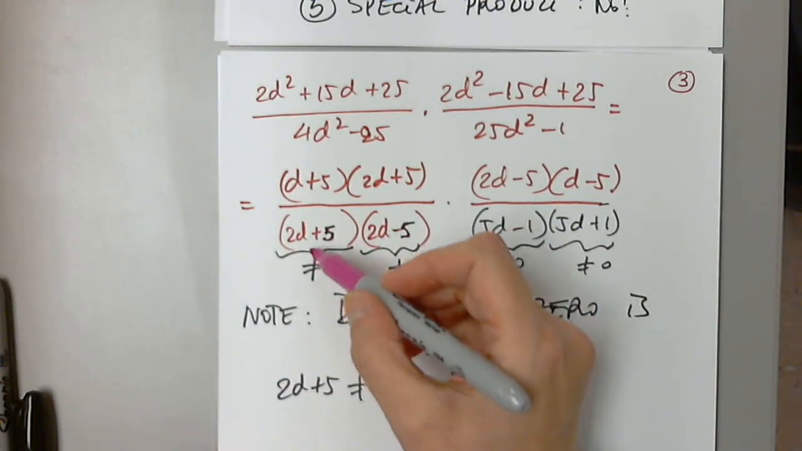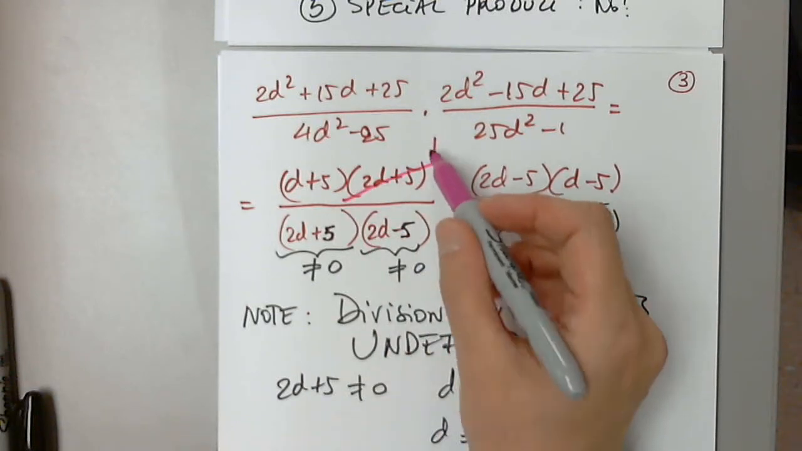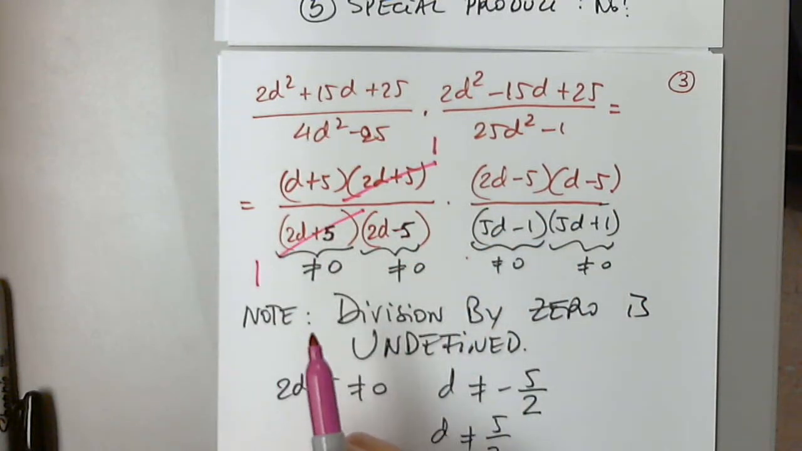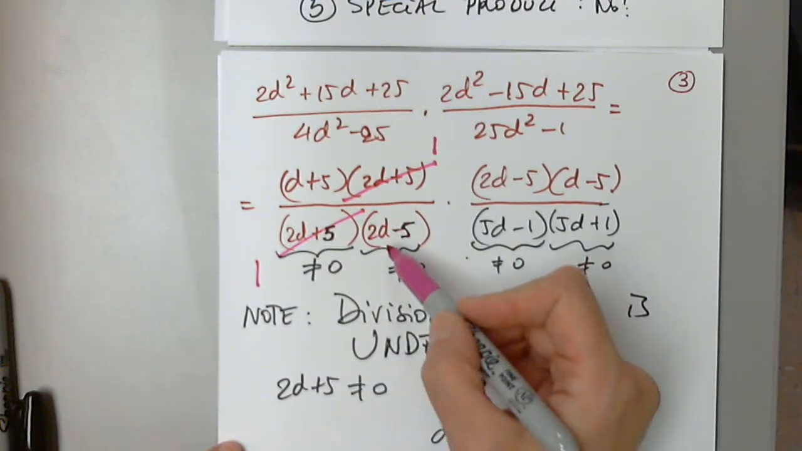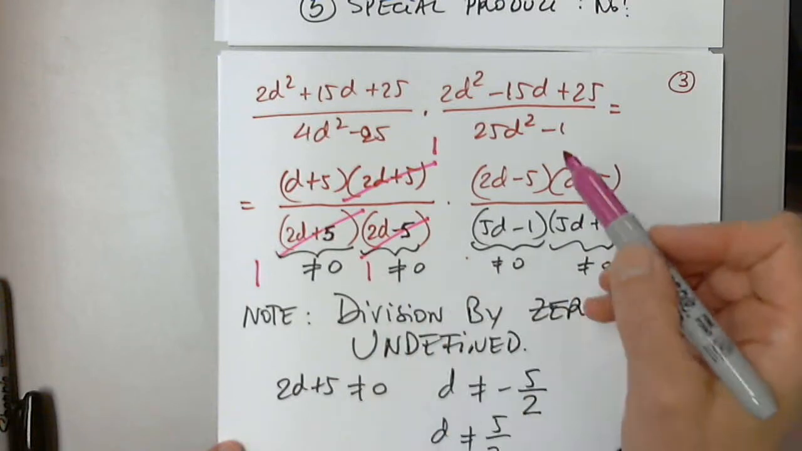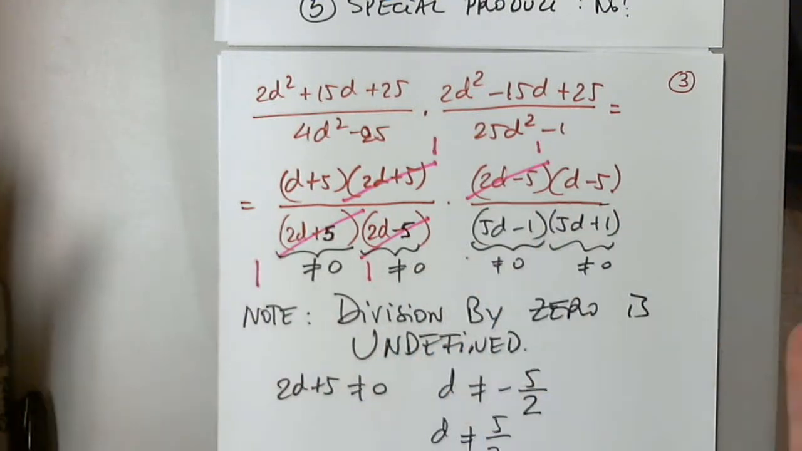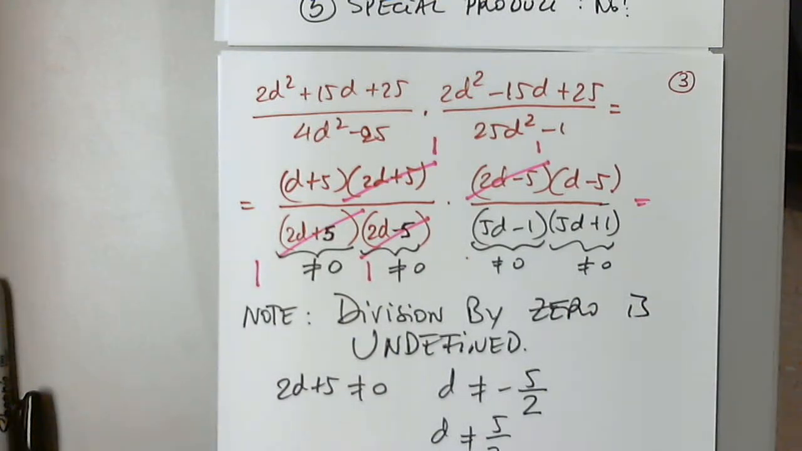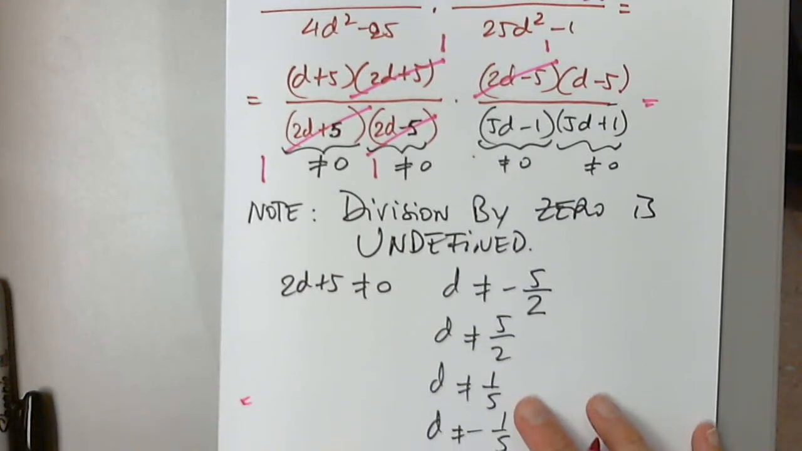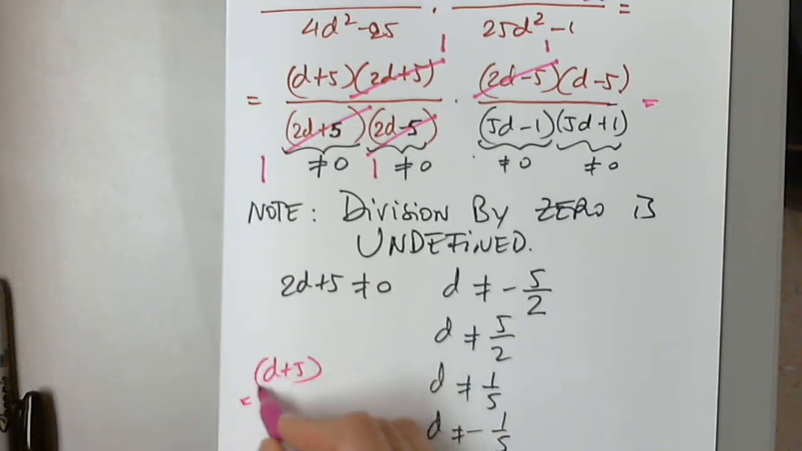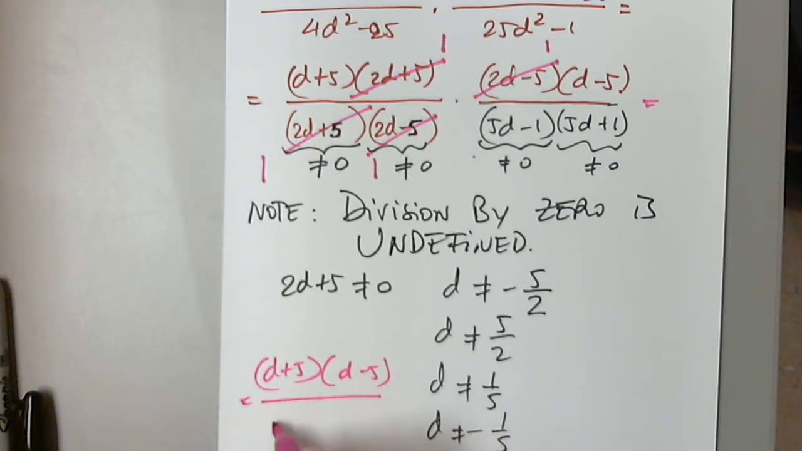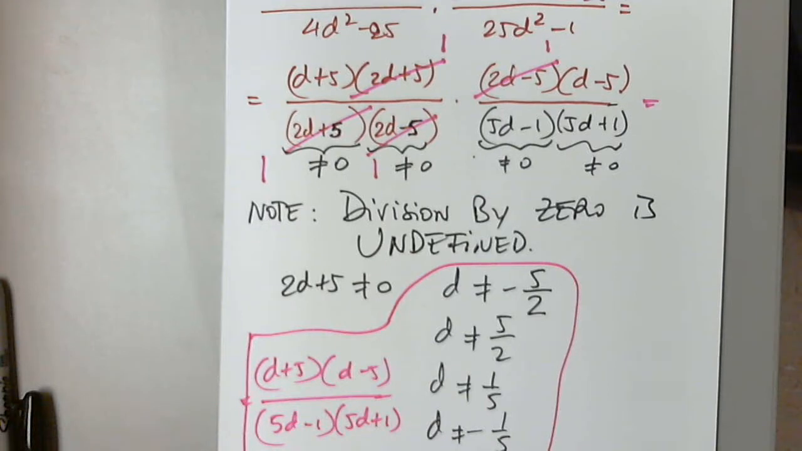So 2d plus 5 and 2d plus 5. Please cross it out and put 1. Cross it out and put 1. Anything else? 2d minus 5 from the bottom with 2d minus 5 from the top. There is nothing else we can do here. And you will not go back to distribute anything. You will just keep them side by side. D plus 5, D minus 5 over 5D minus 1 and 5D plus 1. This is the final answer, including the restrictions.